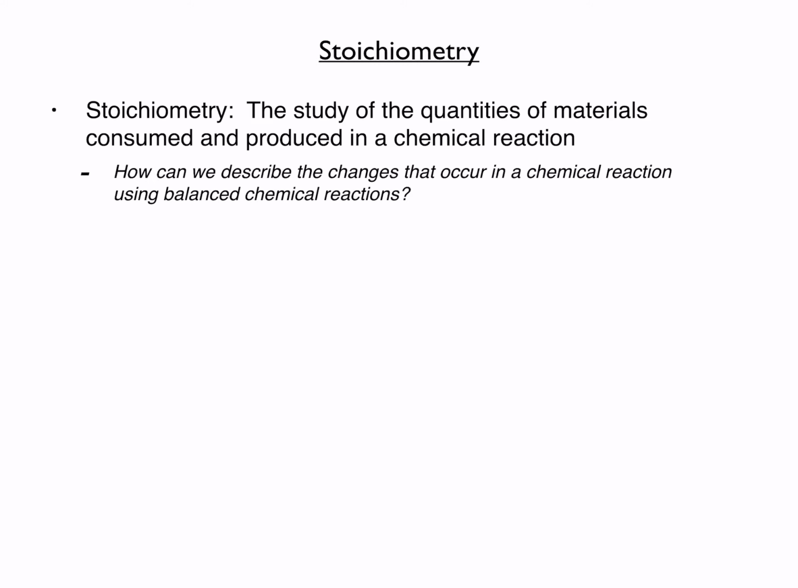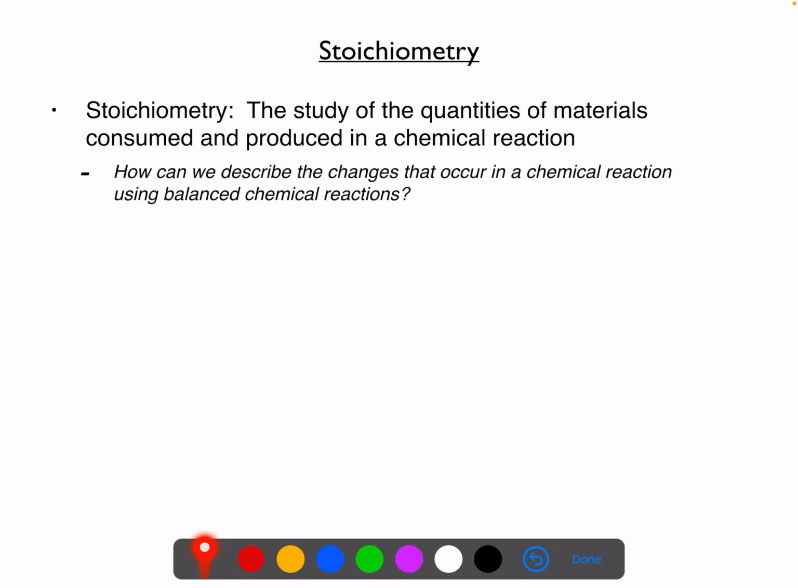This lecture is going to go over the topics of empirical and molecular formulas. And this is really the start of a subject of chemistry called stoichiometry. Stoichiometry is the study of quantities of materials consumed and produced in a chemical reaction. One of the things we're working towards in the course is being able to understand and predict chemical reactions, and stoichiometry is sort of the math associated with chemical reactions.